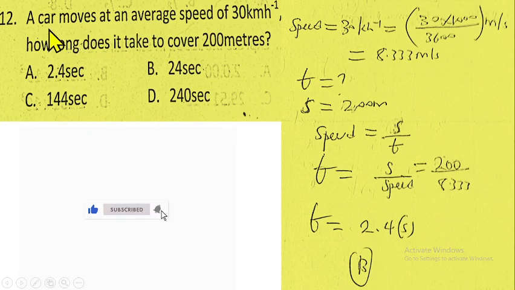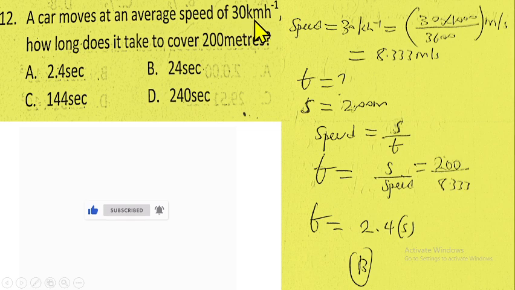Question number 12 says that a car moves at an average speed of 30 km per hour. How long does it take to cover 200 meters? Now the question is from speed. We know that the speed is equal to distance over time. So we have been given the speed and the distance. We have to find the time. But if you look at the unit of the speed given to us, it is in kilometer per hour, while the distance is given in meters, and the time is in seconds.